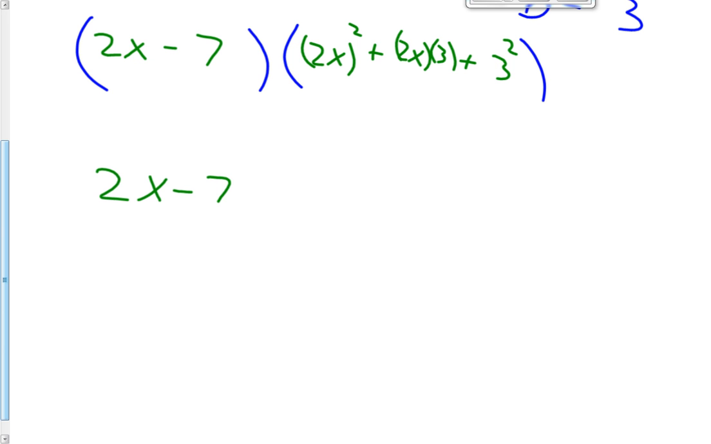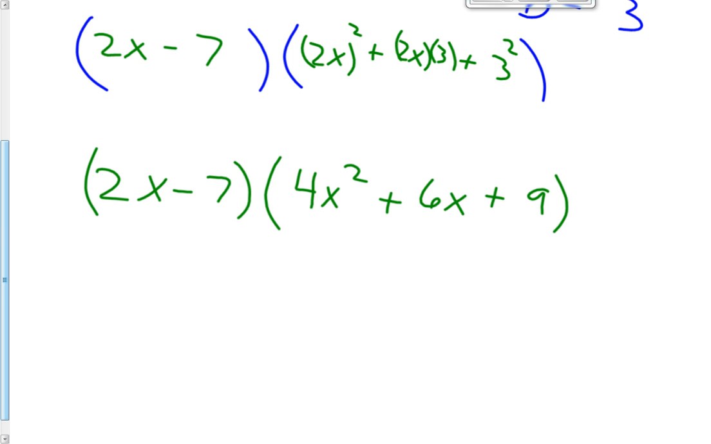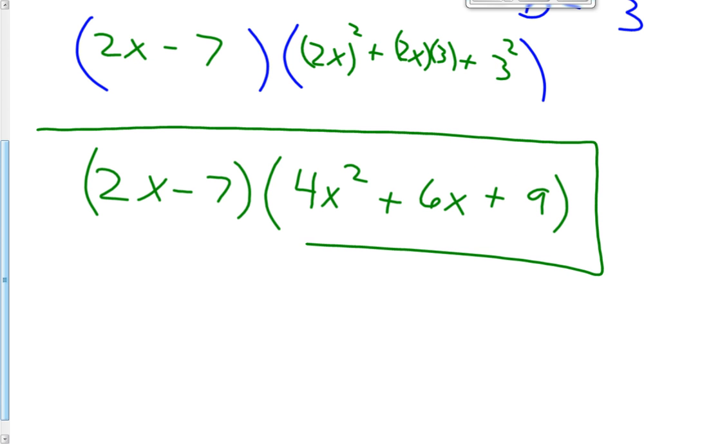It's 2x minus 7. Your trinomial: what's 2x times 2x? 4x squared. What's 2x times 3? A positive 6x, and 3 squared is your positive 9. We have successfully factored the difference of two squares. So that is our answer for problem number 2.